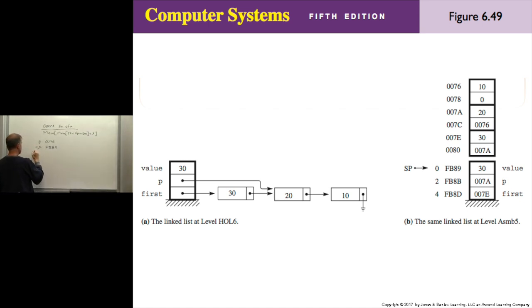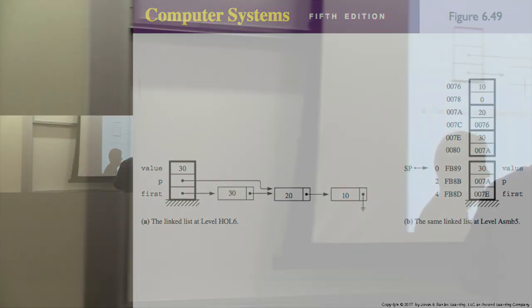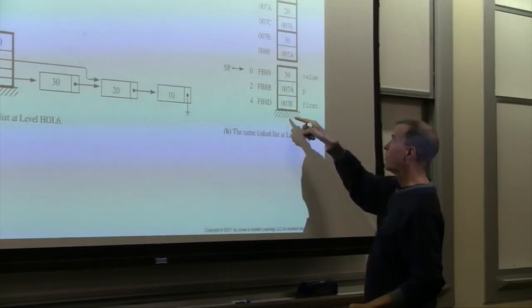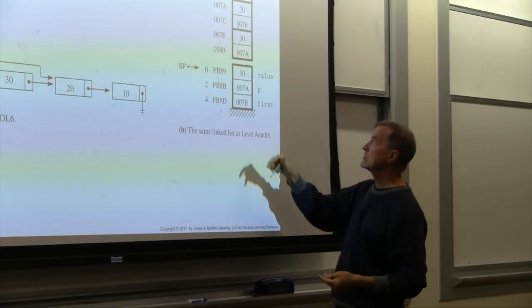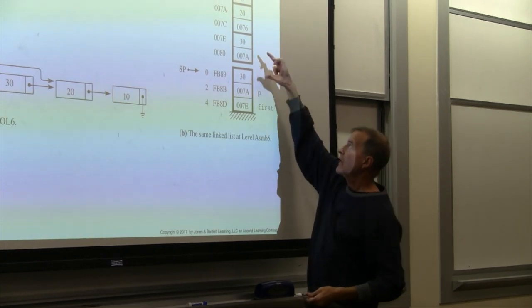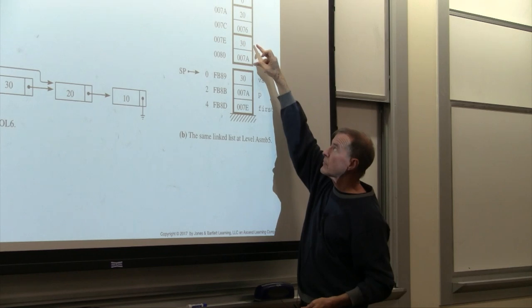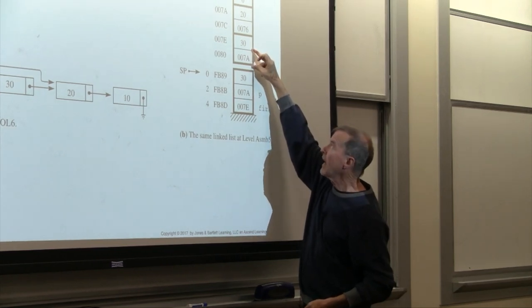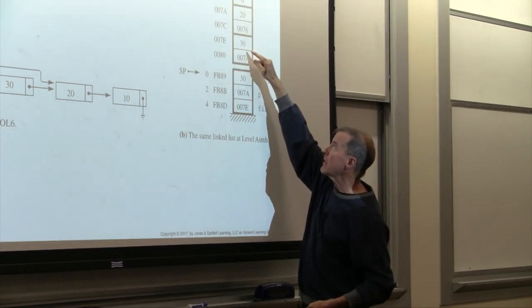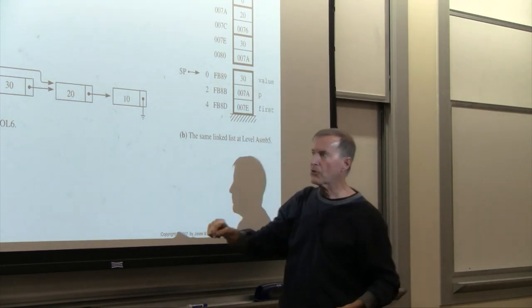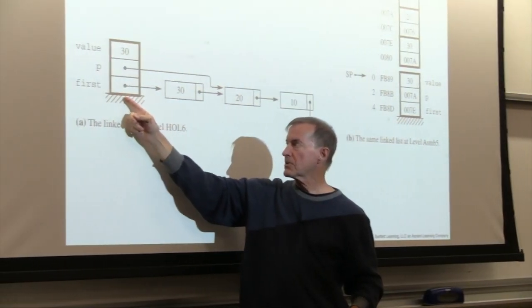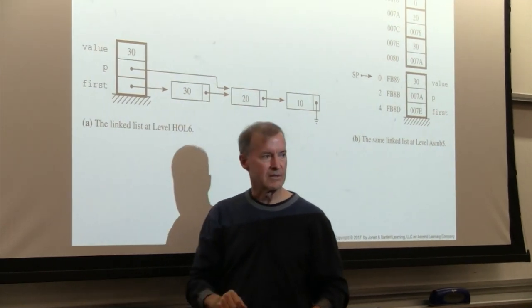So here, first is 007E. Now why is that 007E? Let's come over here again. See? First is 007E. Well, what is at 007E? Where is 007E? That's this cell from the heap, 007E, right? And what is that zero? That's the first byte of the node that has 30 in it. So you see, this first is pointing to the cell with 30 in it. Yes.